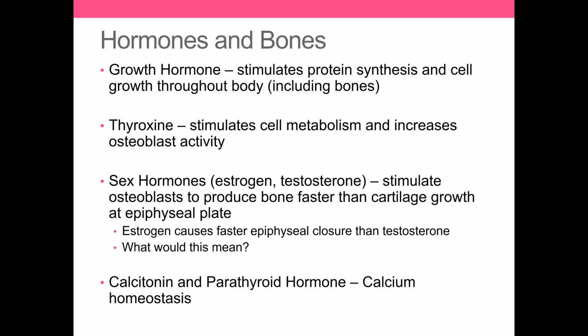And then calcitonin, made by the thyroid gland, and parathyroid hormone, made by the parathyroid gland, are also very important for maintaining bones. And they play a role particularly in calcium homeostasis, which we have a whole section on.